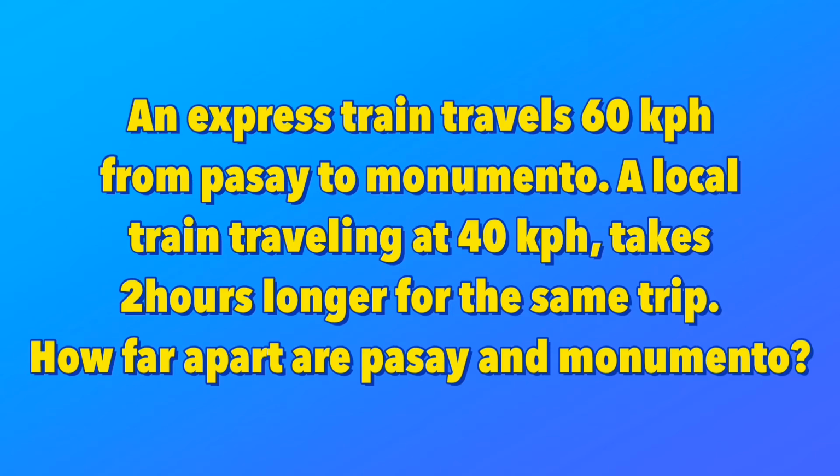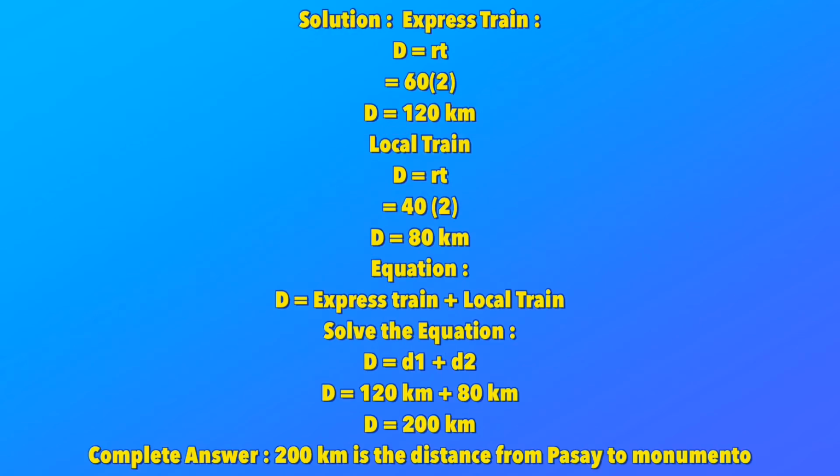So our solution: for the express train, we will use the formula distance equals RT. Then for the local train, also distance equals RT. The rate of the express train is 60 and the time covered is 2 hours, so the distance of the express train is 120 kilometers. For the local train, the rate is 40 times 2, so the distance covered is 80 kilometers.